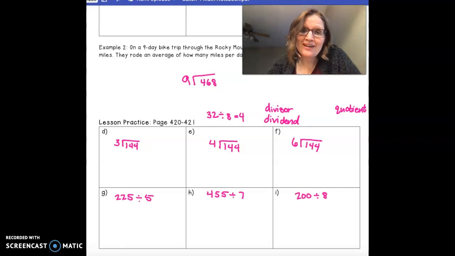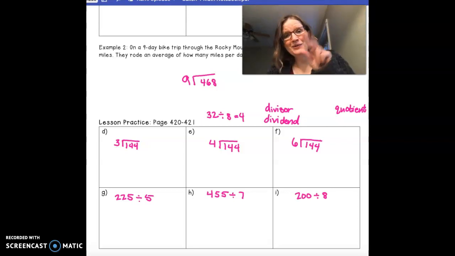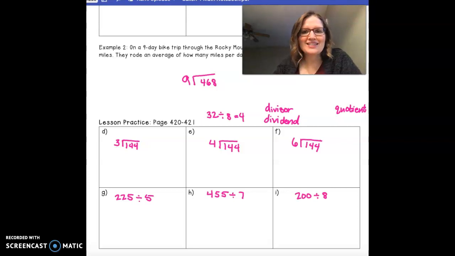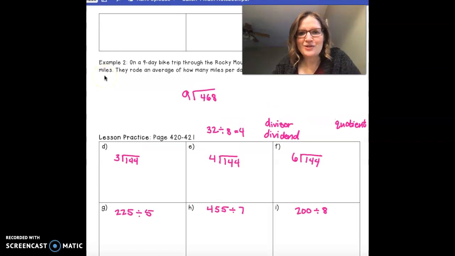Welcome back to the practice set for lesson 65, division with two-digit answers, part 2. I failed to do the last example of this in your notebook, and so I wanted to jump into that before we dive into the practice set.